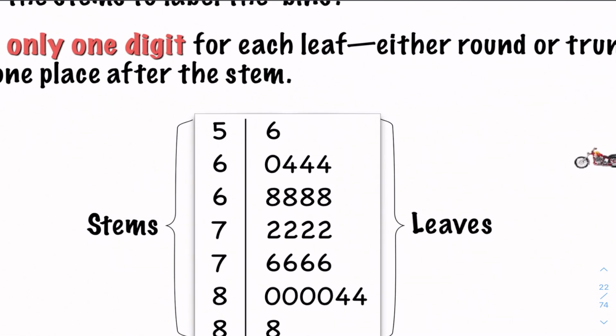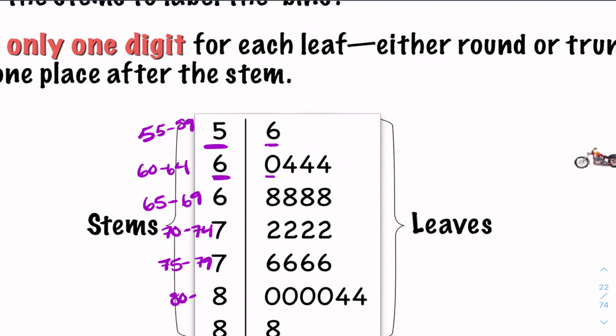Because, just like we had with a histogram, we don't want our bins to be overly full. So 55 through 59, 60 through 64, 65 through 69, then 70 through 74, 75 through 79, 80 through 84, and 85 through 89. This is what we mean by a stem and leaf plot.